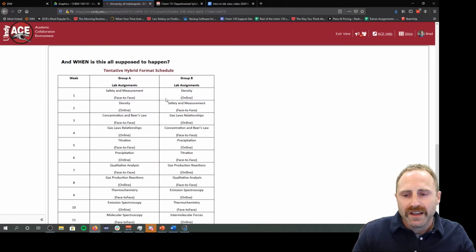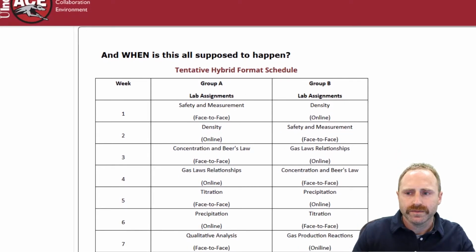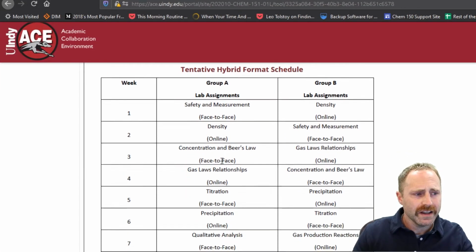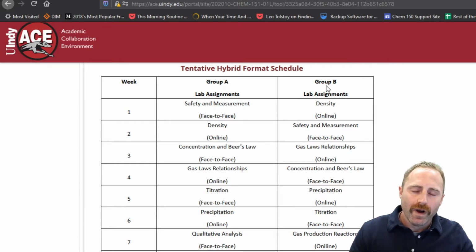Here is a tentative schedule of what we are anticipating doing this semester, as long as things don't change on us. So you're going to note here at the very top of this schedule, and I'm going to try to make this a little bit bigger here. Okay, at the top of this schedule, you're going to see that there's Group A and there's Group B. Group A is going to be one half of the class. Group B is going to be the other half of the class. So only half of the class is ever going to be meeting in the laboratory section at any given point in time.